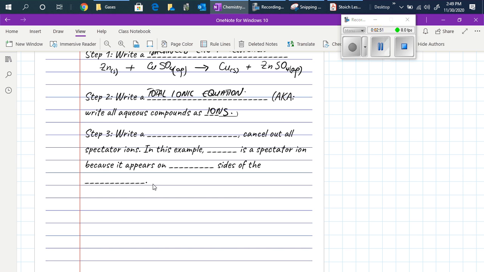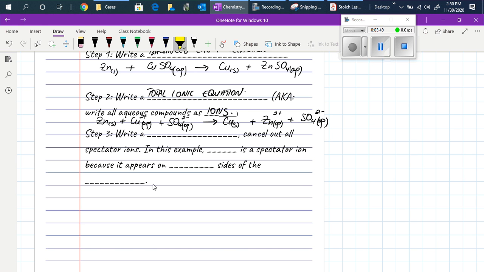And then as a third step, we will cancel out whatever is a spectator, meaning that is the same on both sides. So for step 2 on this example, we will have zinc solid, and then we will have Cu2+ in aqueous solution plus SO4 2- in aqueous solution. And then here we will have copper solid plus Zn2+ in aqueous solution plus SO4 2- in aqueous solution.